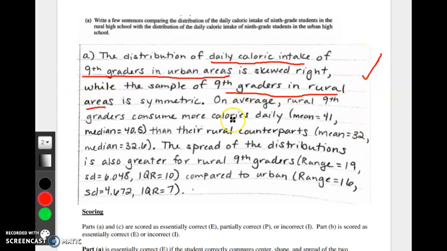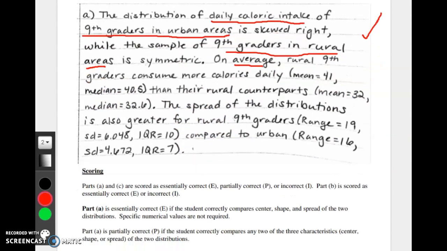I got shape. Center. On average, that's me saying center. Rural 9th graders consume more calories daily. I really should have put the units, more calories per kilogram of body weight daily. And then I listed the mean for those rural 9th graders. So let me rewind. On average, rural 9th graders consume more calories daily. Here's their mean and median. Then their urban counterparts, and I listed their mean and median. And similar stuff with spread, so you can finish reading that. I'll post this solution also in Classroom.